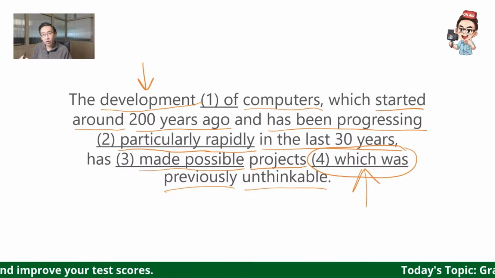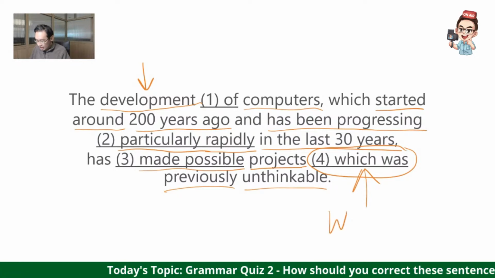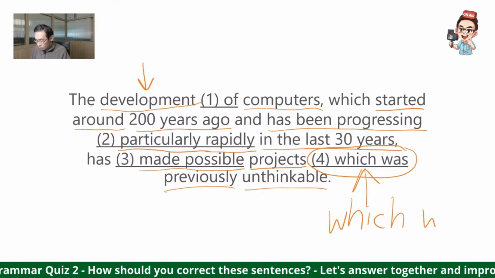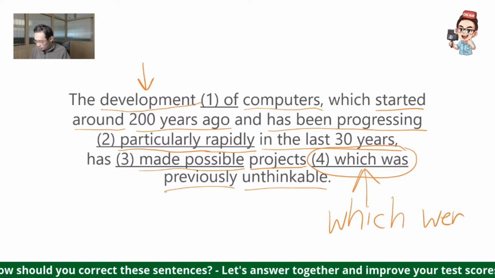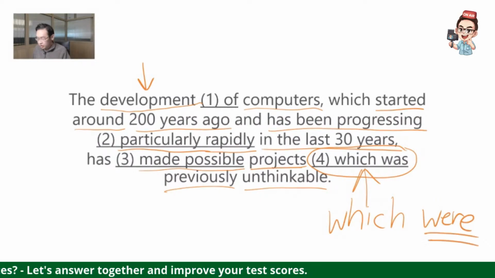We can make number 4 correct by doing this. We change "which was" to what? "Which were," right? Why do we need to use "were"? Does anyone know?